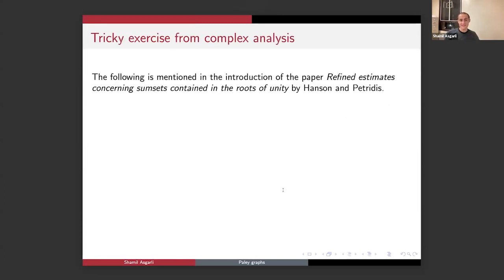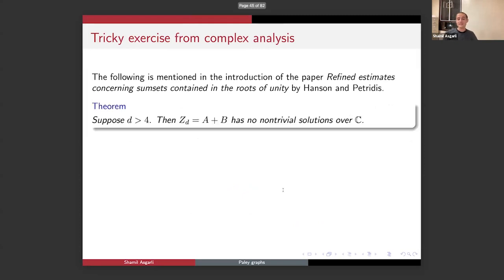So here's a nice result that is mentioned in the introduction of the paper, Refined Estimates Concerning Sumsets Contained in the Roots of Unity. That's the title of their paper, by Hanson and Petridis. And here's the result. I'm calling this a tricky exercise from complex analysis, because it's something that you can present to students learning complex analysis, but it is kind of tricky if you haven't seen it before. And the result says the following. It's a very elegant statement.